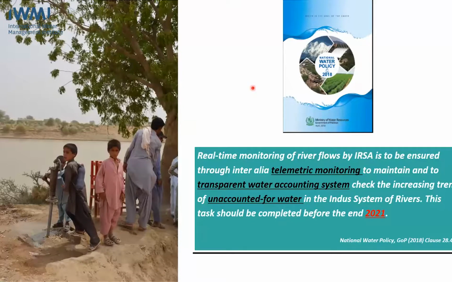Okay, so now I'll talk about how we influenced the water policy of 2018. You see this particular clause number 28.4: the real-time monitoring of river flows by its size to be ensured through inter alia telemetric monitoring to maintain a transparent water accounting system, and check the increasing trend of unaccounted for water in this system of rivers. This task should be completed before the end of 2021. You have seen the graph in our previous slide that we published in 2017, and in 2018, the policy is referring to this increasing trend of unaccounted for water.